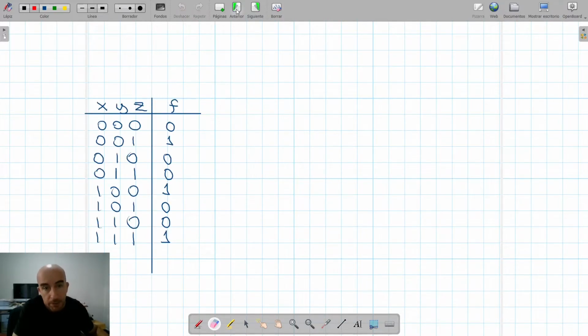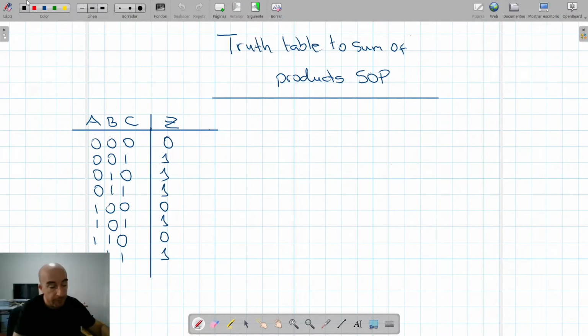Okay, so you have to know how to convert from the circuit to truth table and from a truth table to the sum of products or product of sums, and vice versa. So today we're going to study how to convert from a truth table to the sum of products.